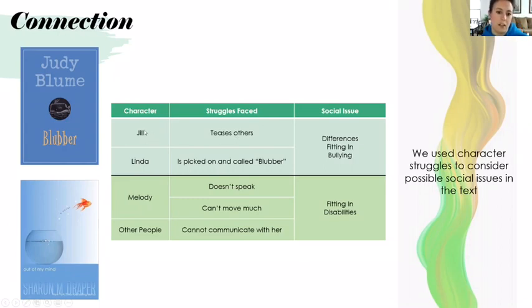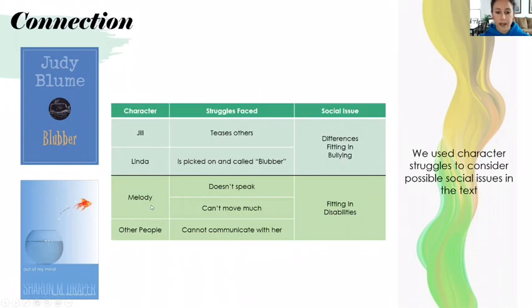So we have Jill, and it's still early, but I noticed that one of her personal struggles, whether she sees it that way or not, is that she teases others. And that Linda, she's picked on and called blubber. These two personal issues made me think of these larger social issues of differences, fitting in, and possibly even bullying. Well, not possibly, obviously bullying. So maybe Blubber is trying to teach me about differences or fitting in or bullying.